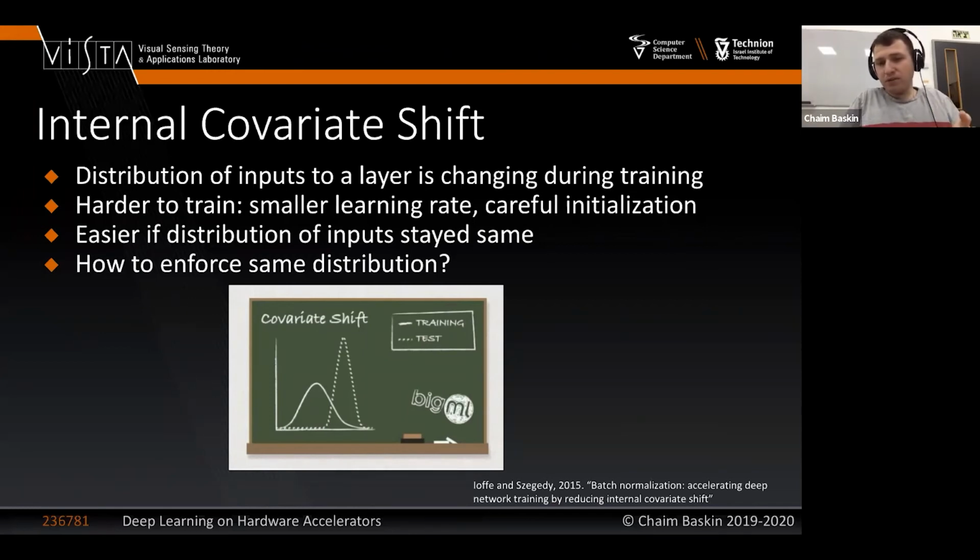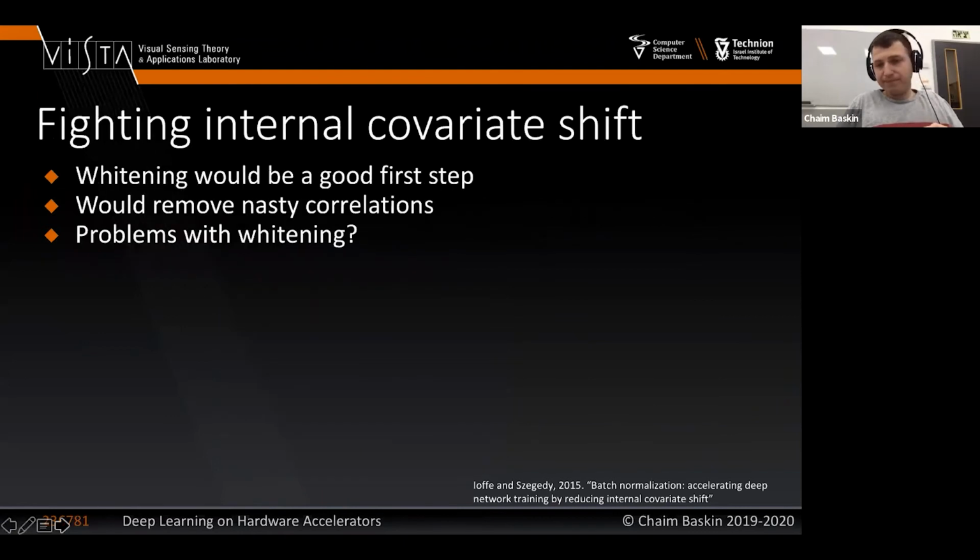So how to enforce the same distribution? This is a very good question. What we want to do is fight the internal covariate shift that we have seen a few seconds before. A few alternatives to do it are based on whitening. Whitening can remove the internal covariate shift by removing correlation.